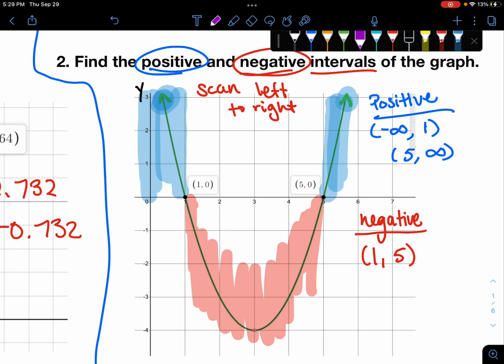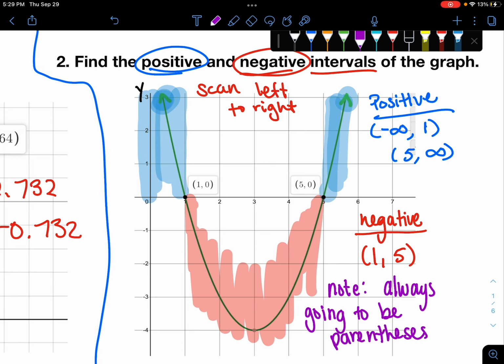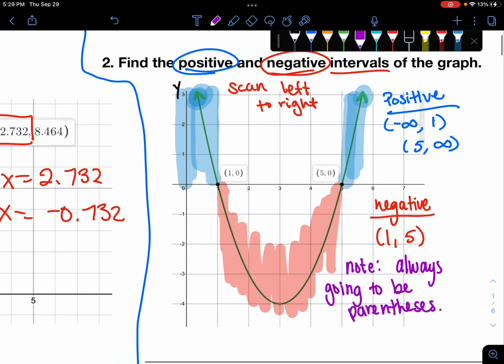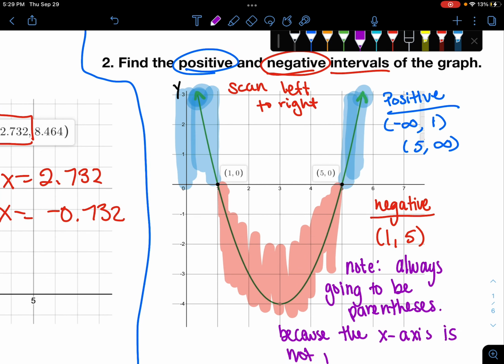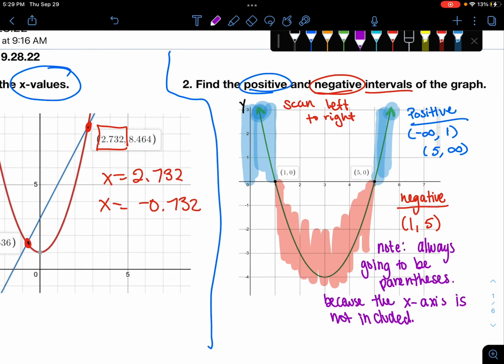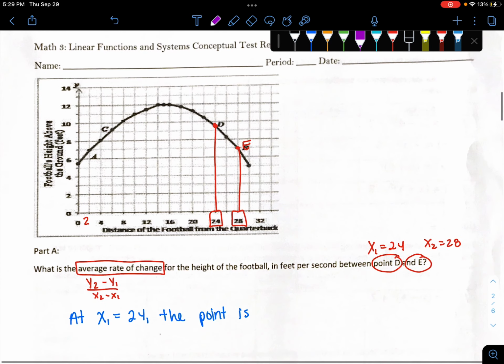So here's something to note. It's always going to be parentheses, because the x-axis is not included. Okay, so you need to know that for your test.